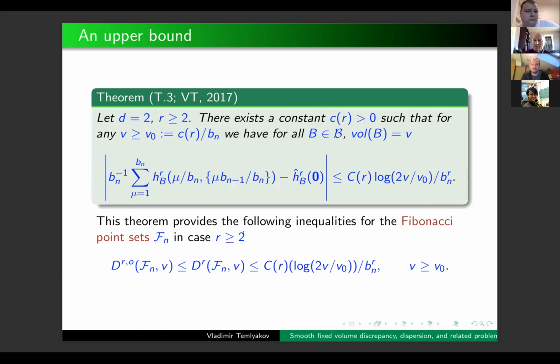But still, the conjecture is that for r equals 1, the same result holds. My conjecture is that for r equals 1, this holds, but it will require a different technique.